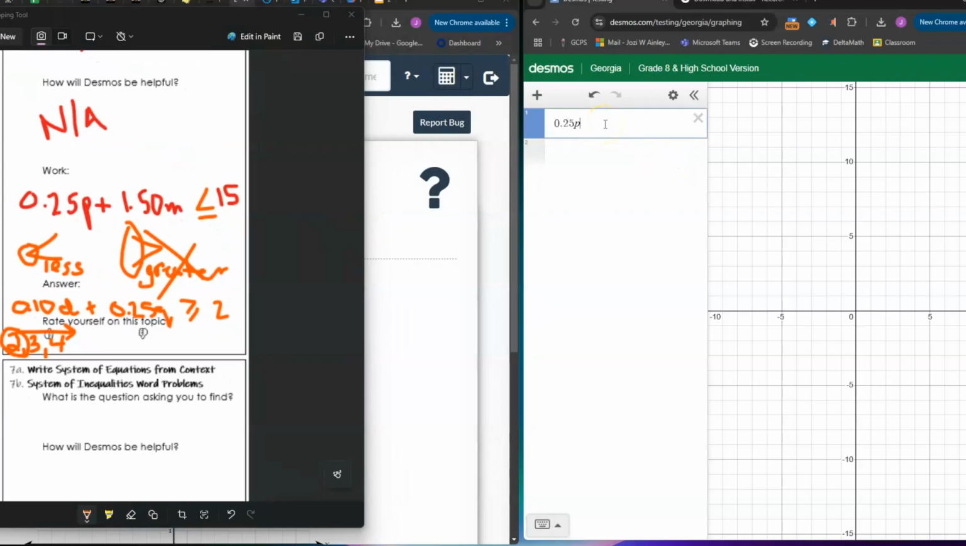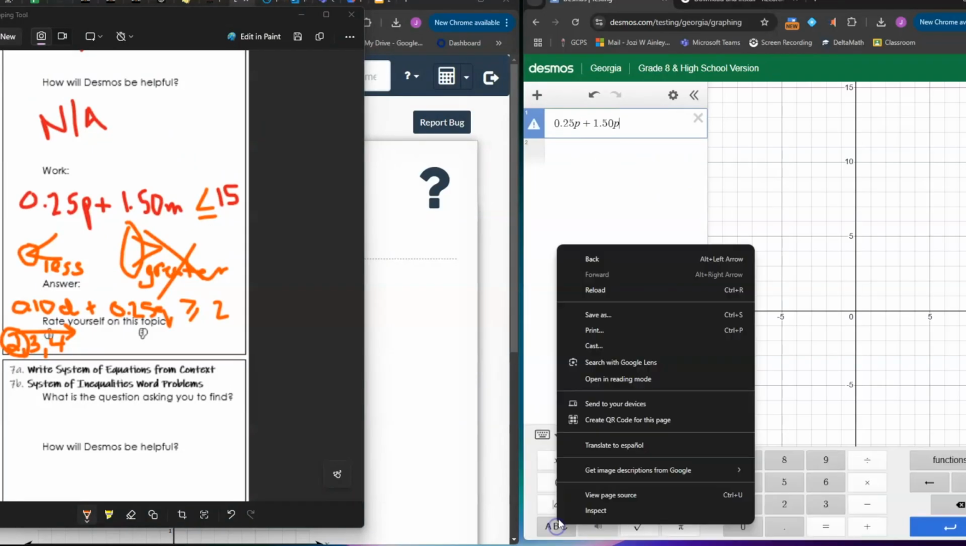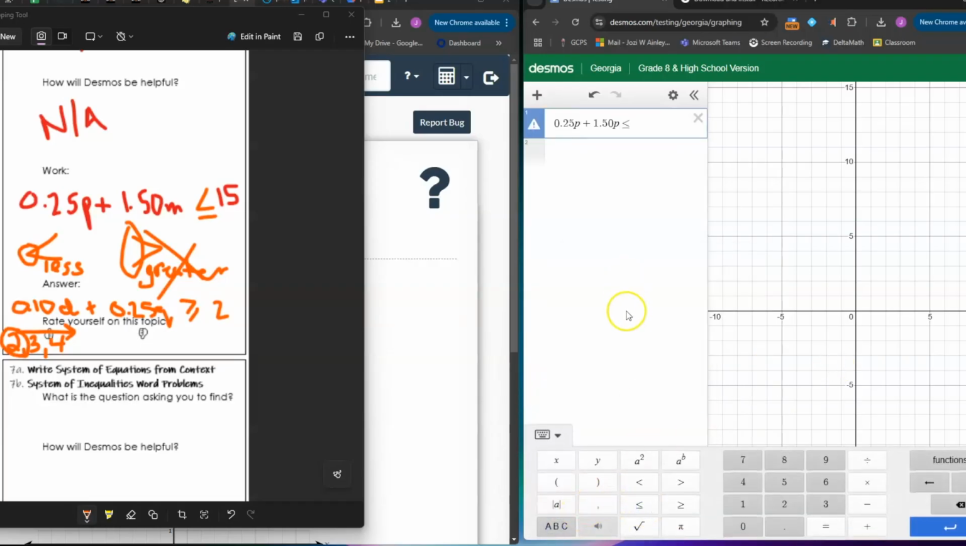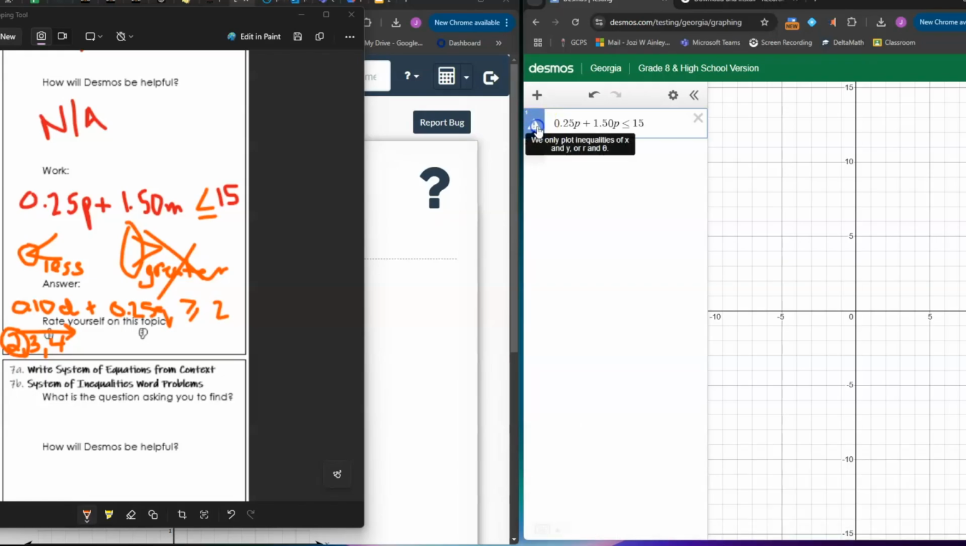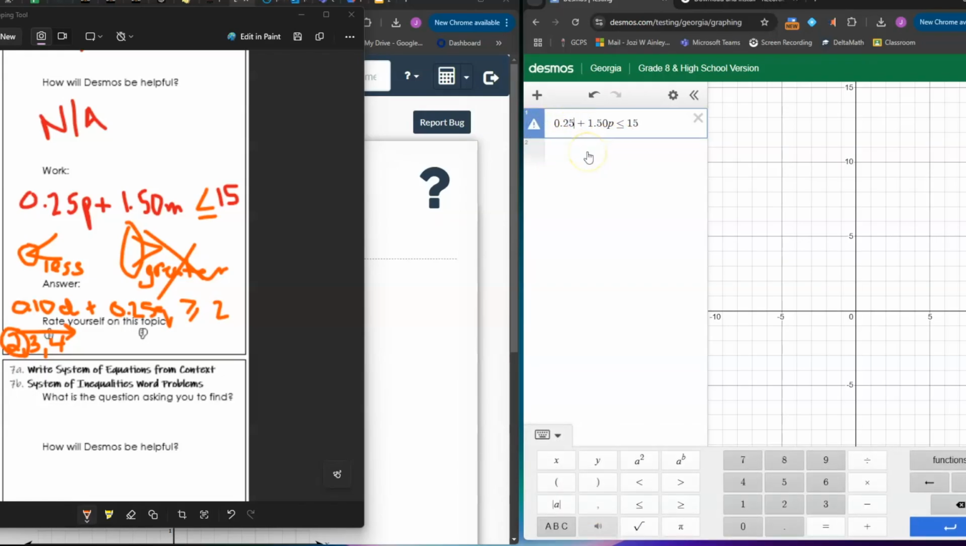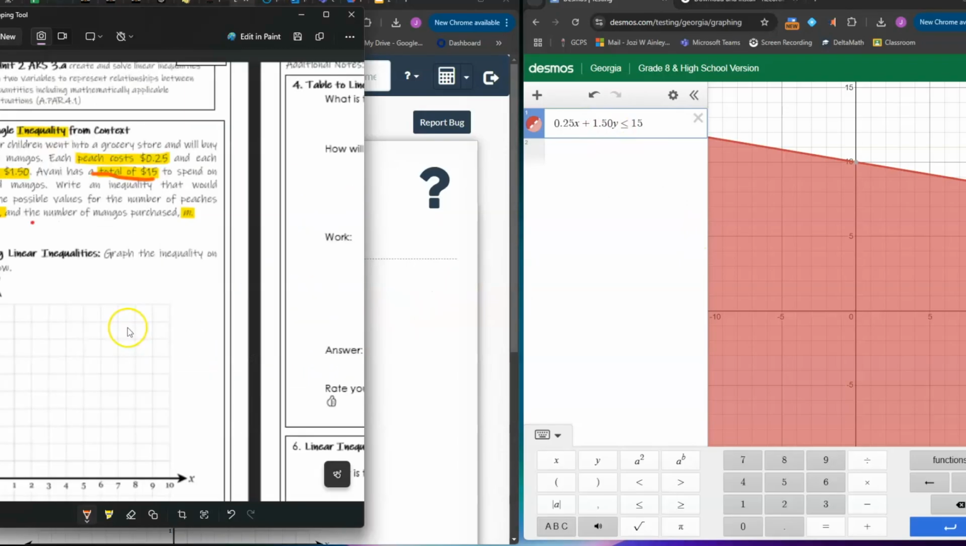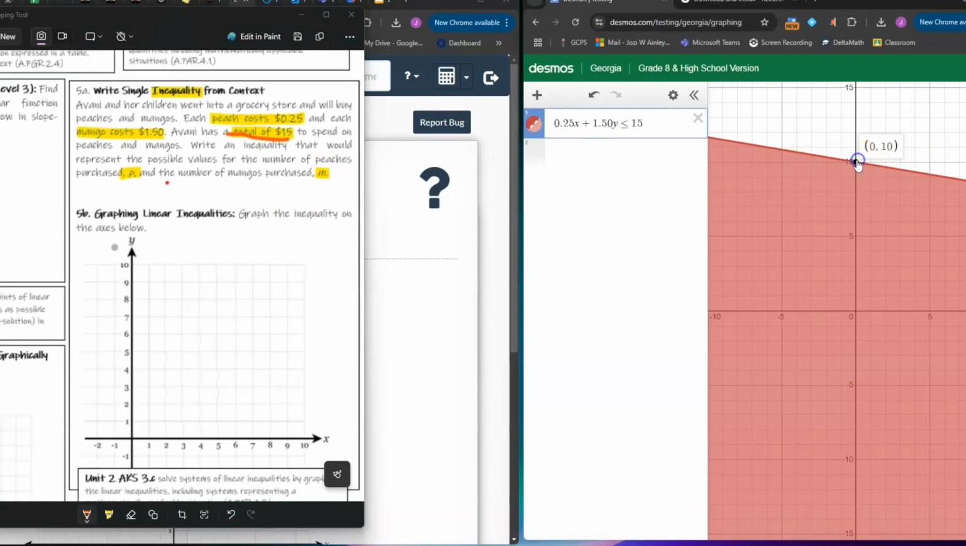So 0.25p plus 1.50p is less than or equal to 15. Oh, there's an error. Why is there an error, Miss Ainley? Because, hey, calculator, I only use X and Y. Okay, cool. I'll use X and Y and just remember to change it back to P and M in the equation. So there is my X and Y. So if I go to graph it, it says I have a point right here at 10. So I'm going to come on my graph and put a point right there on 10.